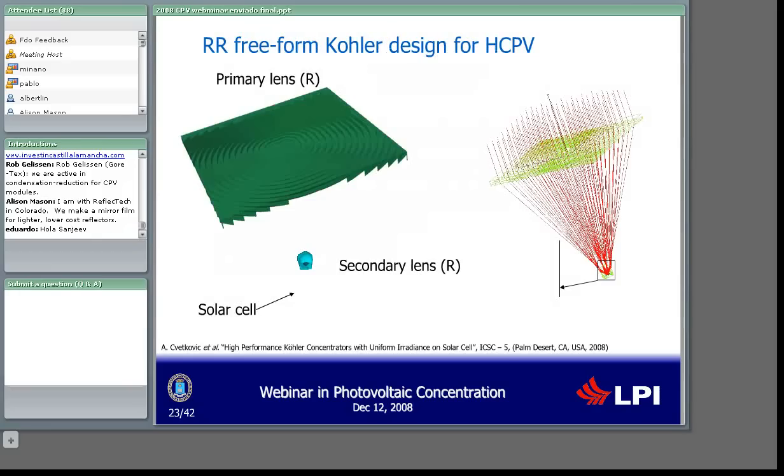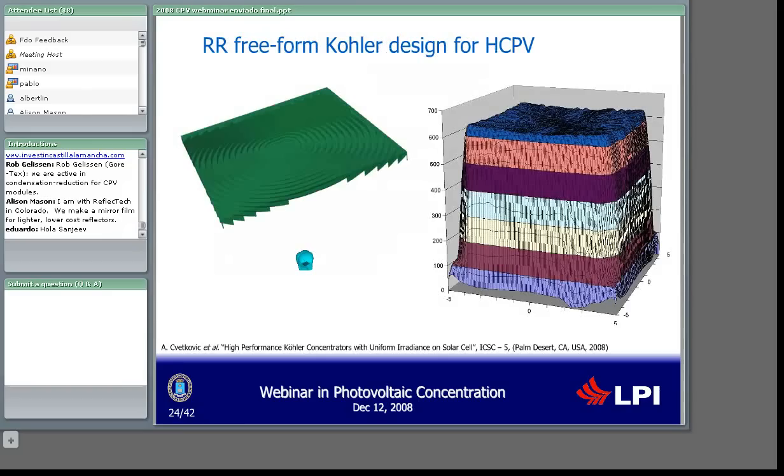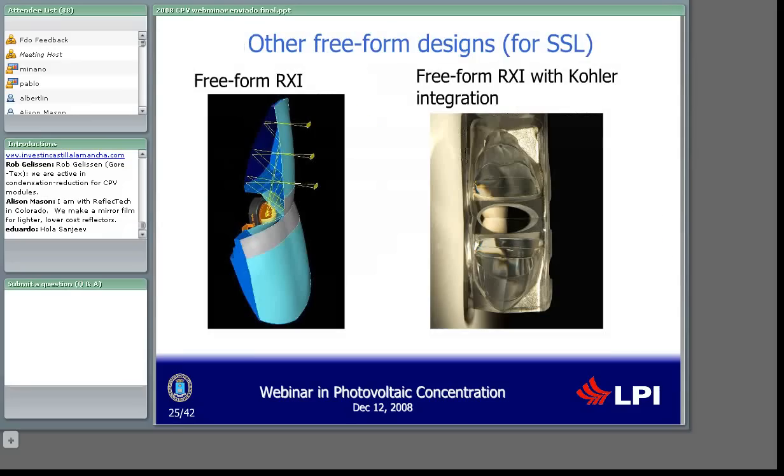This is how it's performing, which is significantly different from conventional. And we see here that the homogenization, that's the irradiance distribution on the cell, is very good with no prism. These are just two examples of CPV systems which have a particular configuration.